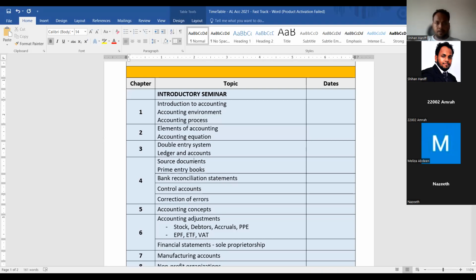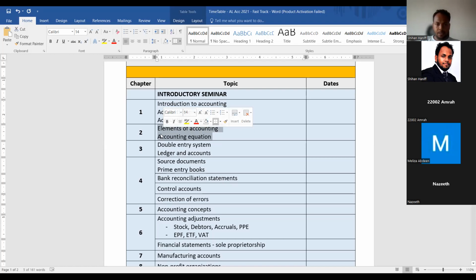Right. So in our syllabus, chapter 1 was introduction to accounting and accounting environment, accounting process. So we already discussed chapter 1. And basically from chapter 1, we get MCQ questions. All the past paper questions I have given it. So later today, I will discuss some important MCQ questions on that.